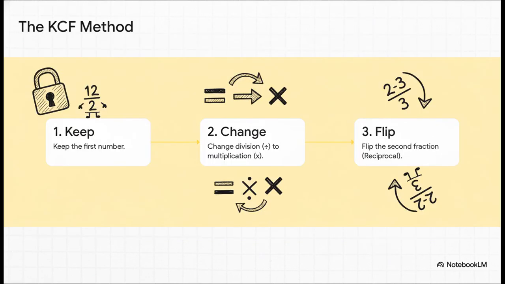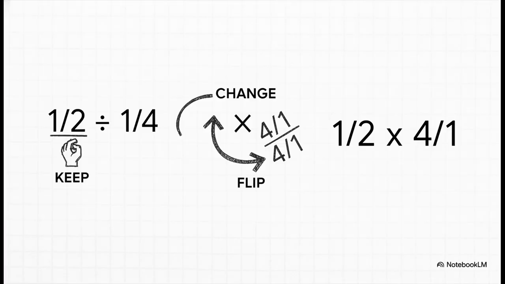And this brings us to that famous mnemonic, keep, change, flip, or just KCF. It's a super simple 3-step process. First, you keep the first fraction just as it is. Second, you change the division sign to a multiplication sign. And third, you flip that second fraction upside down. Let's give it a try.